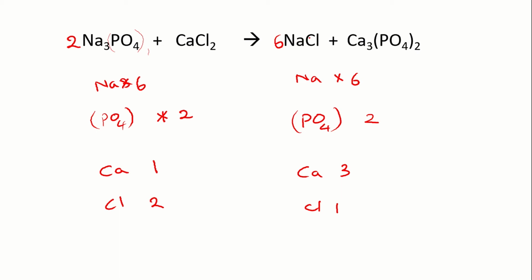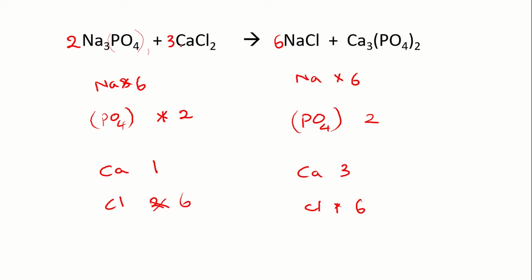This coefficient is going to change the number of chlorine atoms I have on the product side. Now I have 6 into 1, 6 chlorine atoms on the product side, meaning I should have 6 chlorine on the reactant side as well. If I want to get 6 chlorine, I need to add the suitable coefficient. The suitable coefficient is going to be 3. Troubleshoot: 3 multiplied by 2, you get 6.